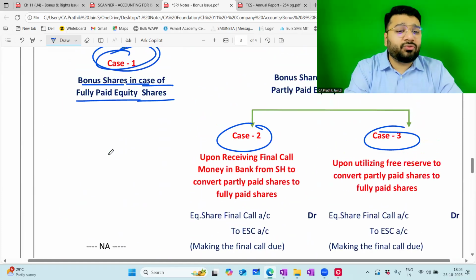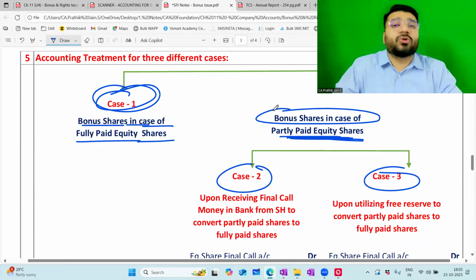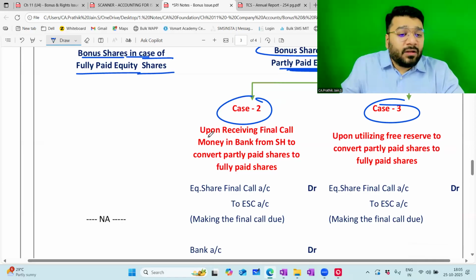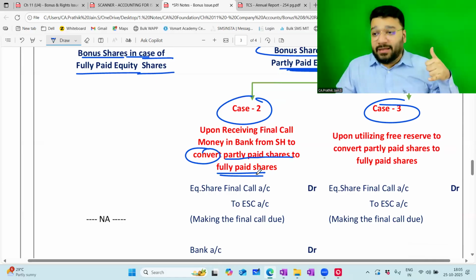Now we are going to do case 2. Case 2 is a case of partly paid equity shares. In case of partly paid equity shares, how the bonus issue is being taken care of. In that, there are 2 cases, case 2 and case 3. Case 2 means whatever shares are partly paid, you will convert them to fully paid. How? By asking them to pay that balance money.